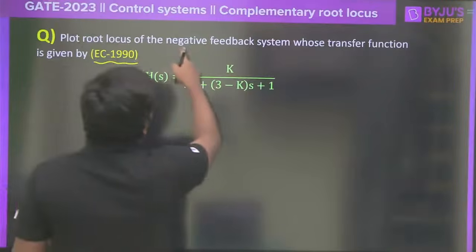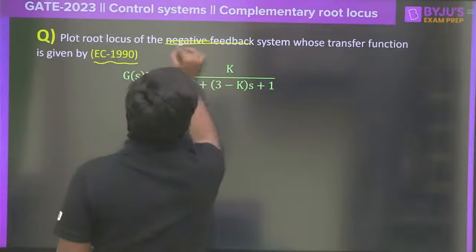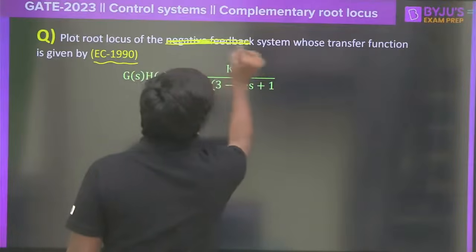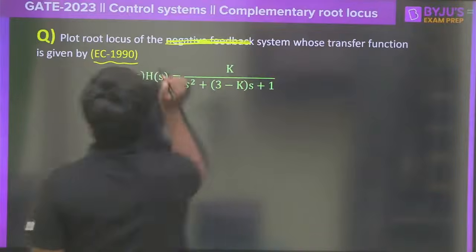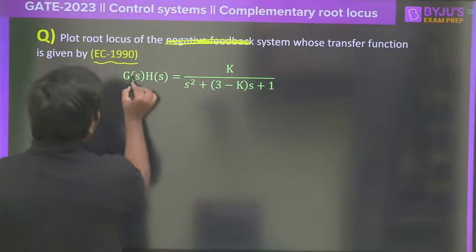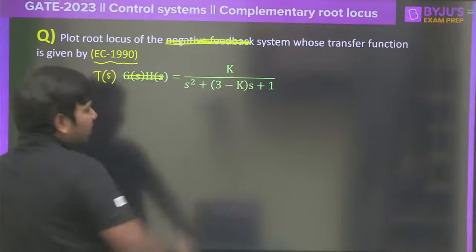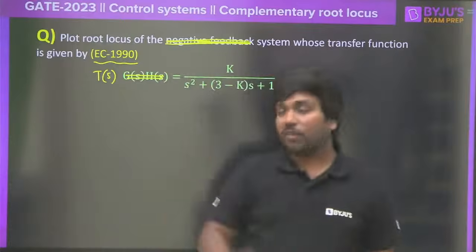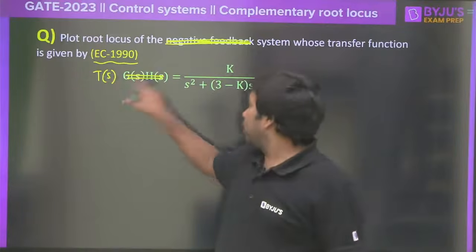Plot the root locus of this. It is not negative feedback. They have not mentioned this one, right? I am extremely sorry, it was given by mistake. Plot the root locus of the system whose transfer function is given by this, right? And also this is not g of s into h of s, this is the closed loop transfer function. I remember this question. This was a question given in 1990, right? And they mentioned that the closed loop system transfer function is this.